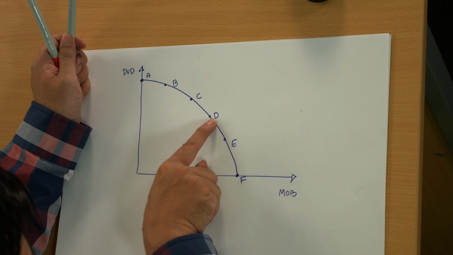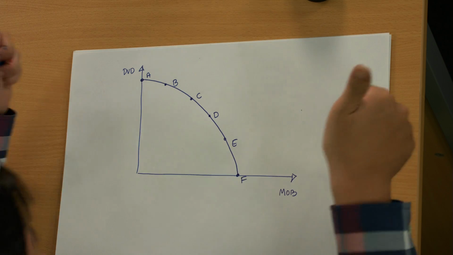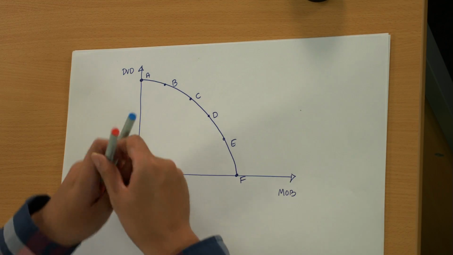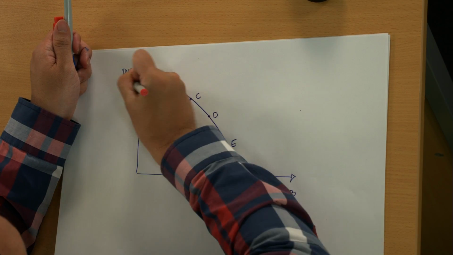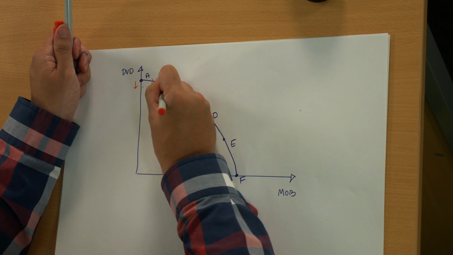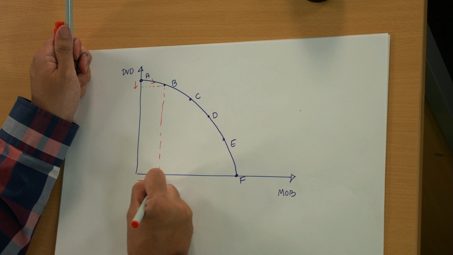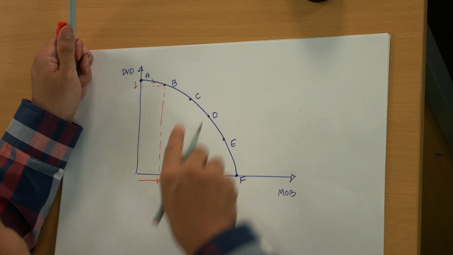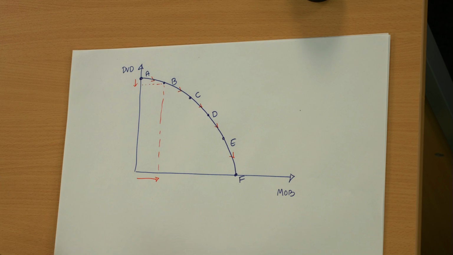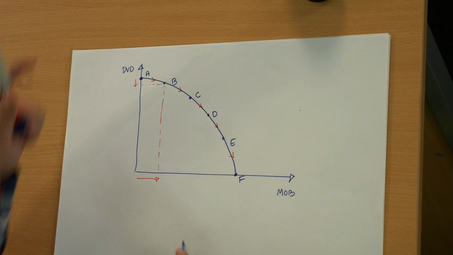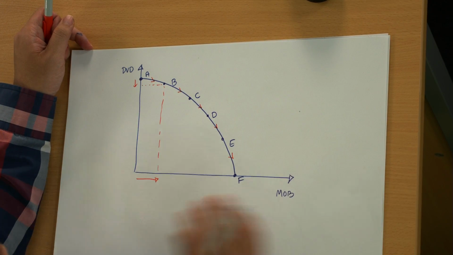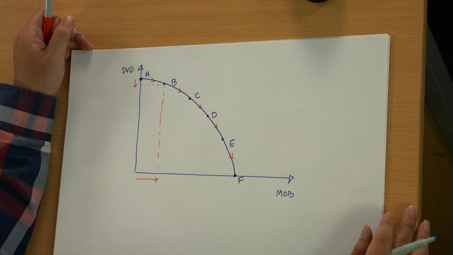A, B, C, D, E, F are efficient points. Okay? Moving from A to B, there's a trade-off. Okay, that is to say, you have to give up your DVDs in order to gain more mobile phones. B, C, there's a trade-off. Is that okay, guys? One piece of advice, guys, when I do drawing like this, I want you to follow me in your notebook. Okay?